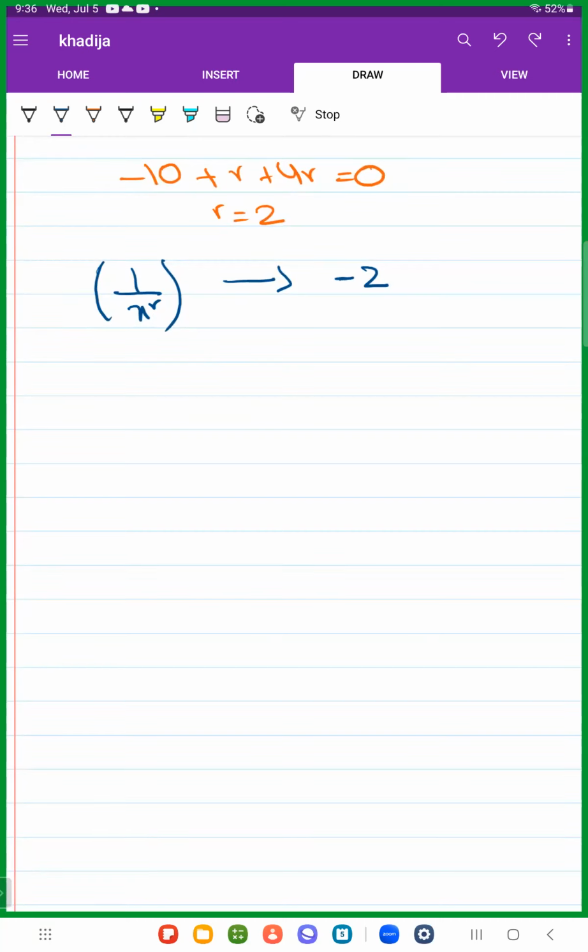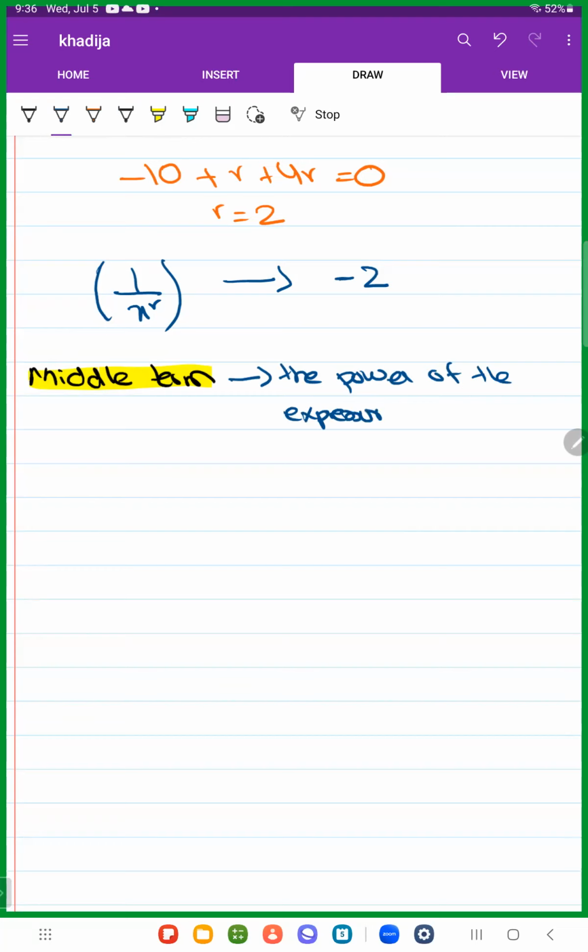Okay. Let's talk about middle terms. Sometimes they can also ask you to directly calculate the middle term of the expression. The middle term is very clearly a term in between the expression. What you need to note is you can only calculate the middle term if the power of the expression is even. So it can only be calculated if it is even.